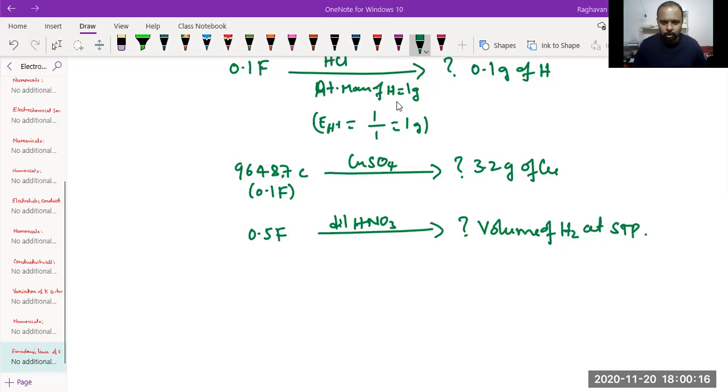It is the equivalent mass of hydrogen, 1 gram. 2 grams is the molecular mass, 22.4 liters. So 1 gram is 11.2 liters. But 1 gram is 1 Faraday. How much are they passing? 0.5 Faraday will liberate 0.5 gram of H2. 1 gram is 11.2 liters, so 0.5 gram is 5.6 liters.